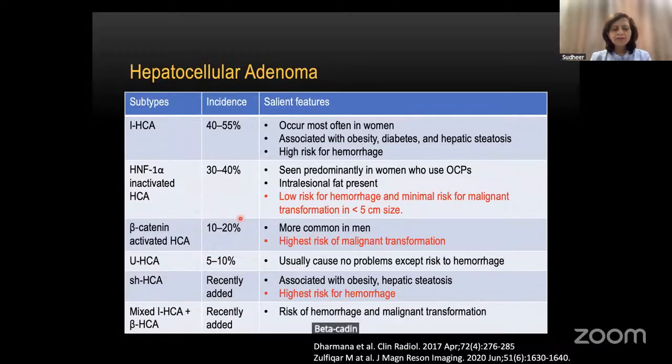Beta-catenin is the worst kind of adenoma because it has a higher risk of malignant transformation and is also more common in men. The sonic hedgehog, which was later added, has the highest risk of hemorrhage, and this is also associated with obesity and hepatic steatosis, just like the inflammatory variant.